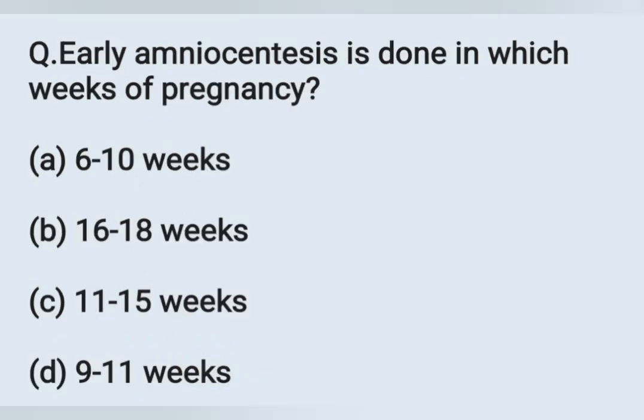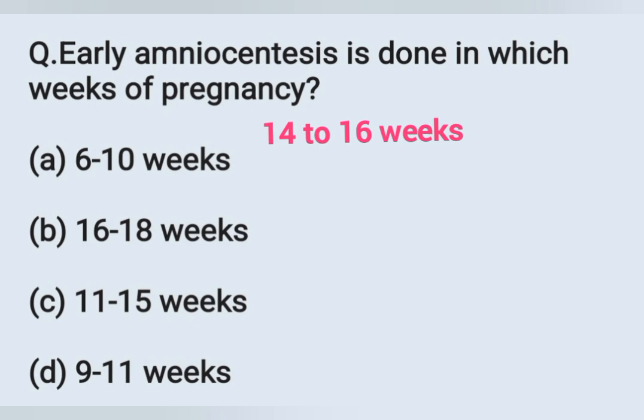Move on to the next question. Early amniocentesis is done in which week of pregnancy? Options. Option A, 6 to 10 weeks. Option B, 16 to 18 weeks. Option C, 11 to 15 weeks. Option D, 9 to 11 weeks.